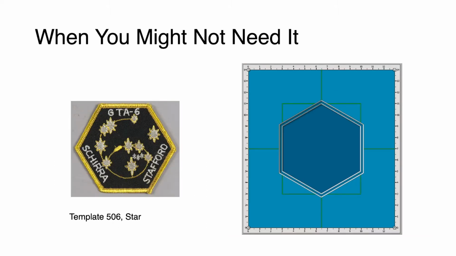For this hexagonal patch, template 506, the star, can be used. In parameters, set the pointiness to 0 and then adjust the size and rotate. This can be used for any regular polygon like an octagon or a pentagon.